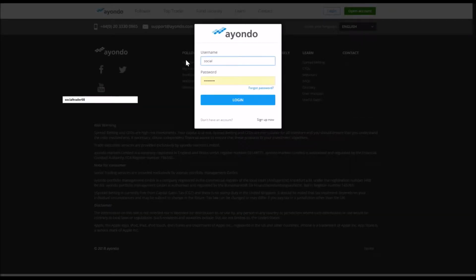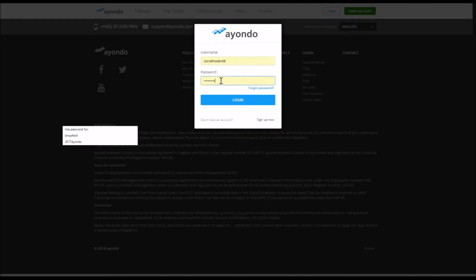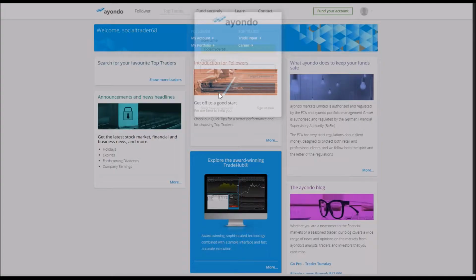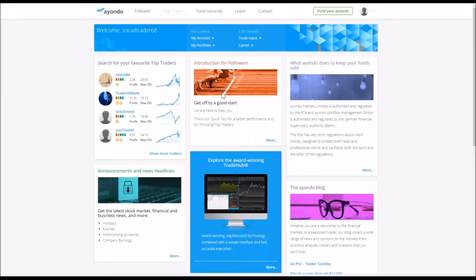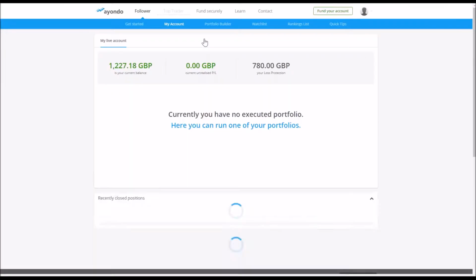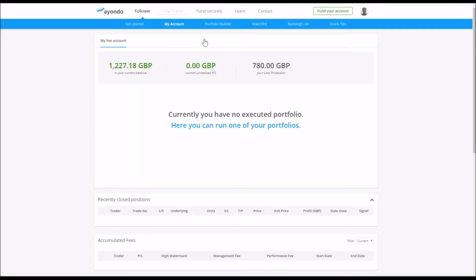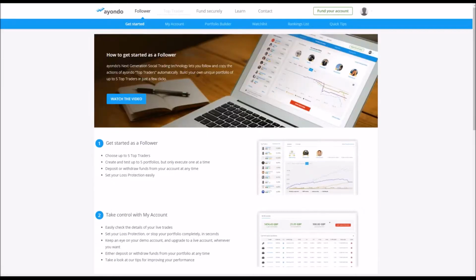So the account I use for this is this one. So let's log in. Right, so I'm now logged in. So this is an account with real money. We're not following anybody at the moment, so I'm starting right from scratch, but it's got just over 1,200 quid in this account.